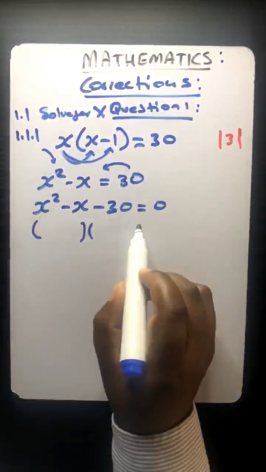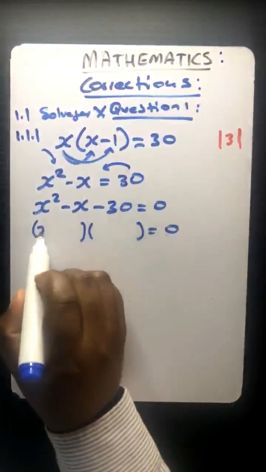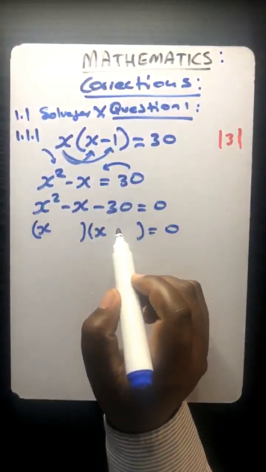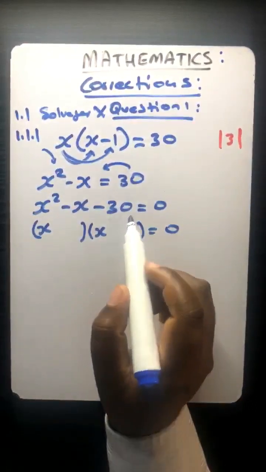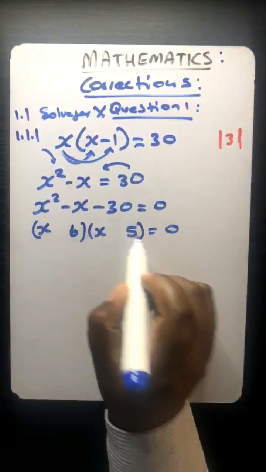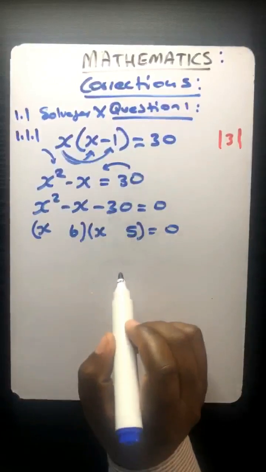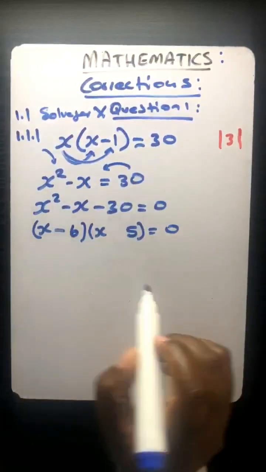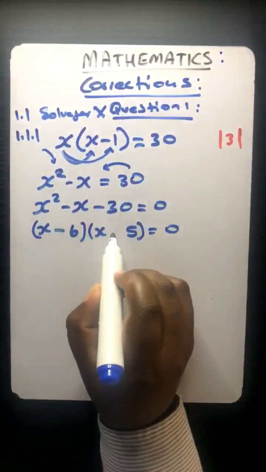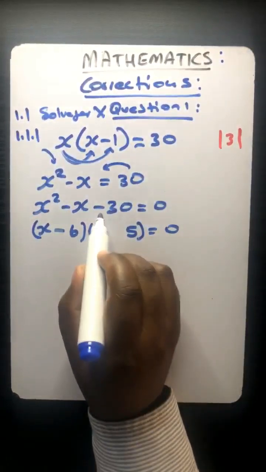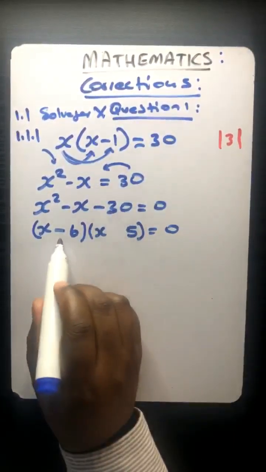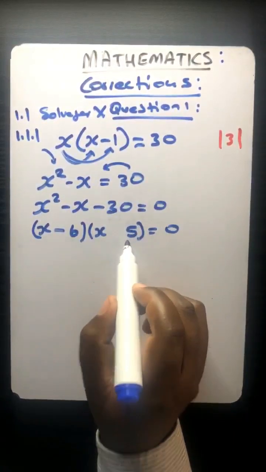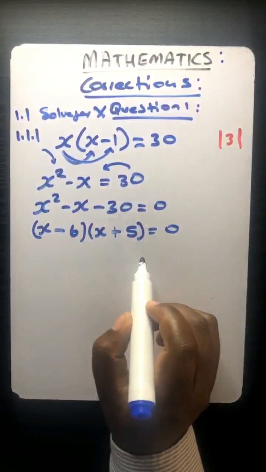Here comes a question. What two numbers when multiplied together will give you 30? I think it's 6 and 5. Yes, 6 and 5 when multiplied together will give you 30. Remember, I said the bigger number takes the sign of the middle term. So for you to have negative 30, that's if you multiply a negative 6 by a positive 5. That gives you negative 30.